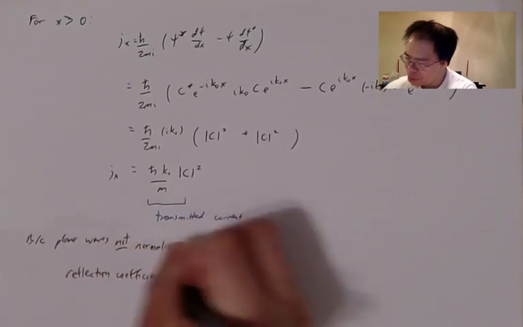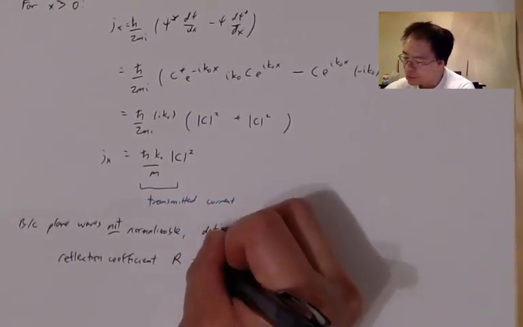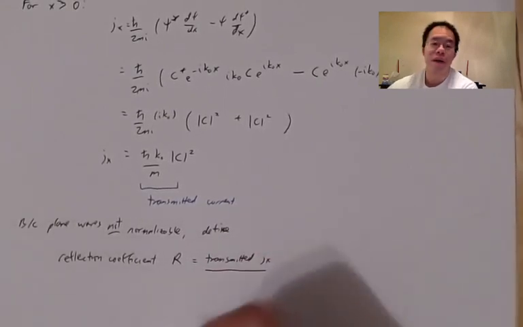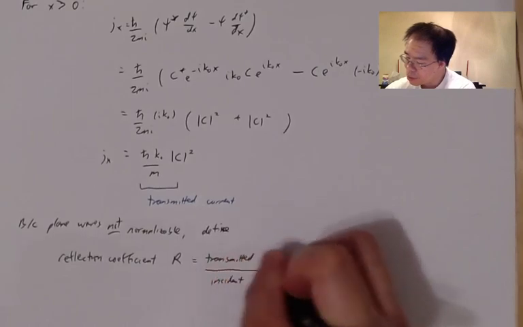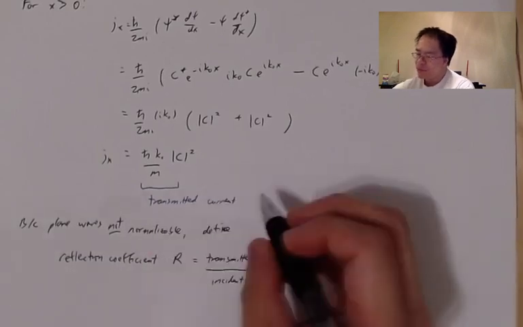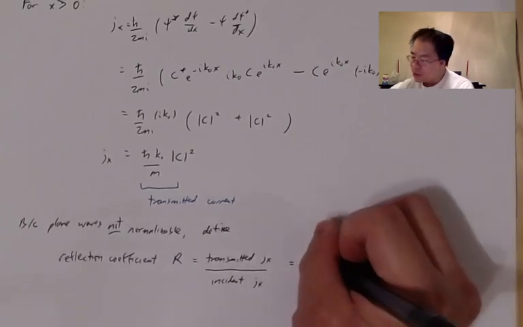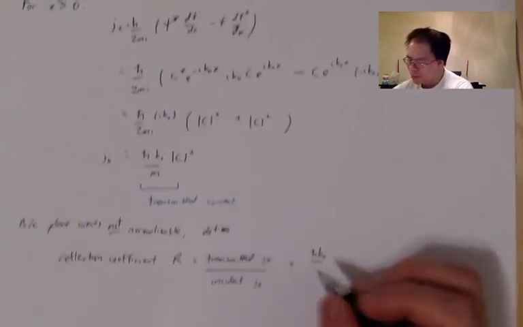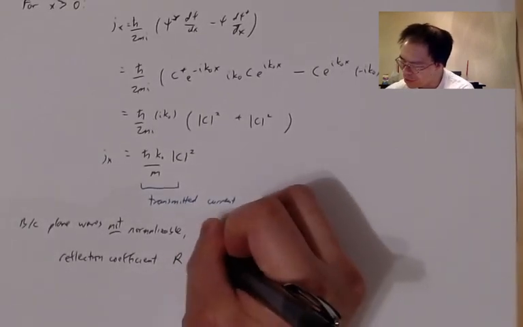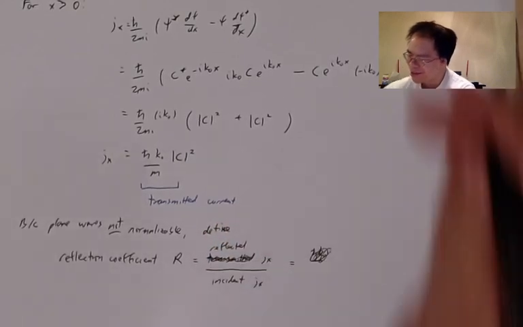coefficient r, right, as the ratio of my current. So this is my transmitted j x divided by my incident current, right? And so this is going to be our transmitted current is this piece here, right? And so that's going to be h bar k naught over. Oh, sorry. What did I do? Okay, so let's fix this. It should be reflected. Ooh, okay. Let's. A reflected current.